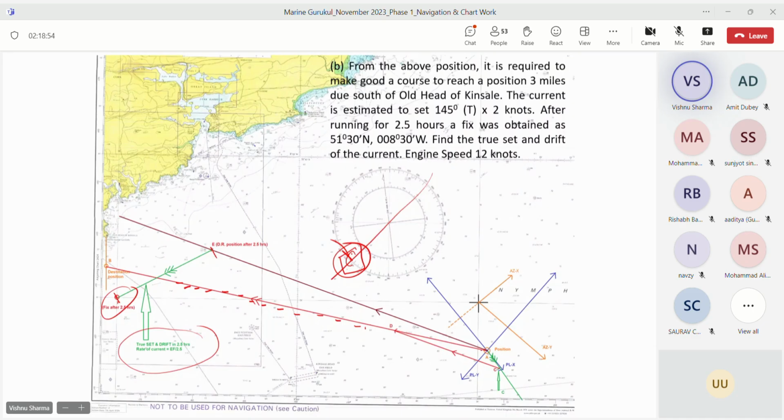So we only say, what course did I steer? I steered this course from where? From A. So I transferred this course. And on this CTS line, I cut off the distance. That gives me DR after 2.5 hours. This is the fix after 2.5 hours, and this becomes the current. Let me clear it and again show it to you. Let me know if you have any questions on this particular thing, because it's an important part of the discussion. Beta, tell me.